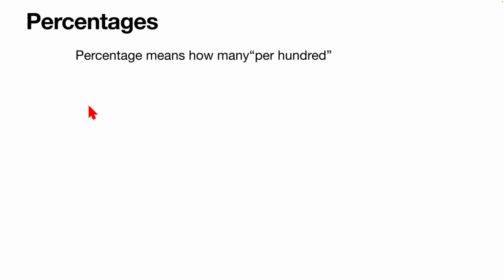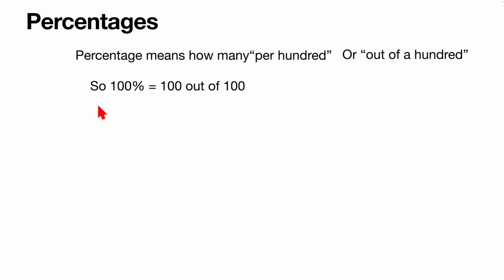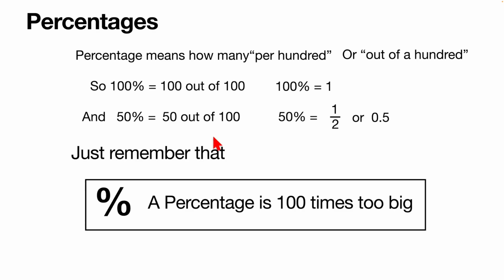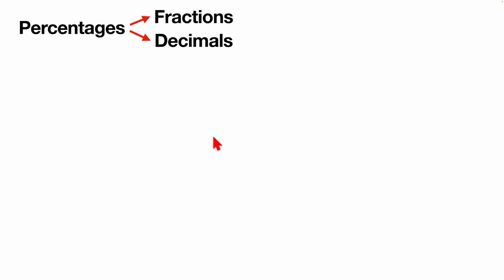Percentages mean how many per 100 or how many out of 100. So 100% is 100 out of 100. So 100% equals 1. And 50% is 50 out of 100, and 50% is a half, or 0.5. Just remember that a percentage is 100 times too big, so when you make a percentage, you multiply by 100, and when you convert from a percentage, you divide by 100.